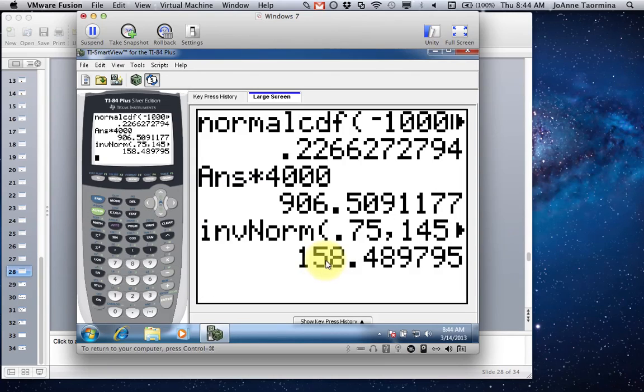And like I said, if you ever have questions on how to round, usually the WebWork problems will always provide directions on that.